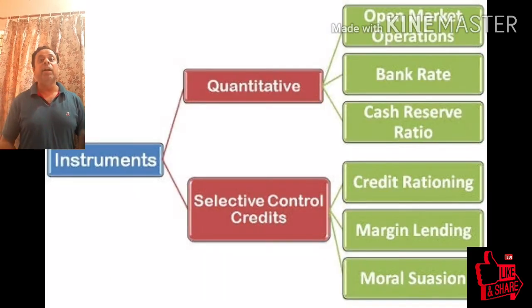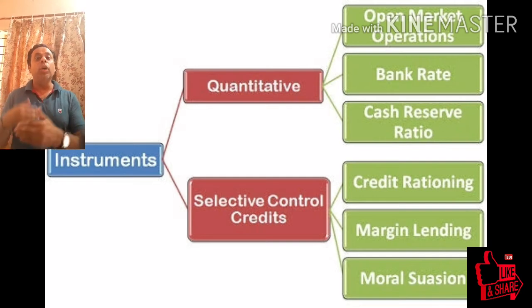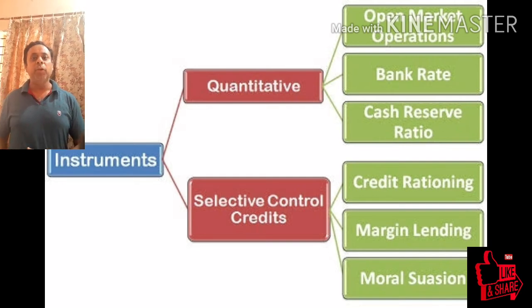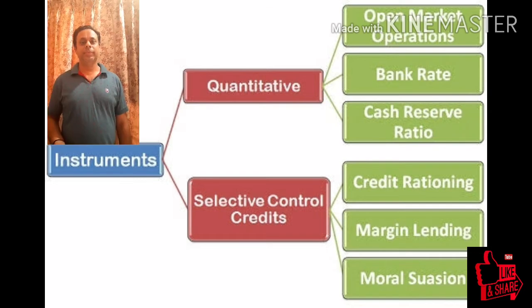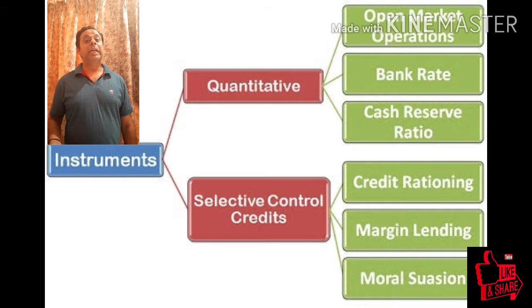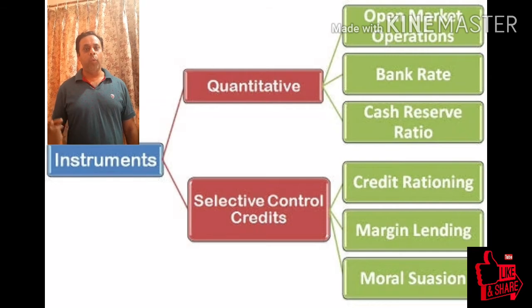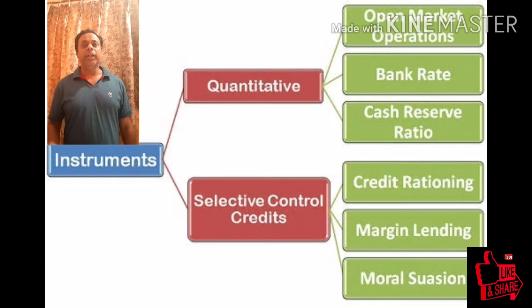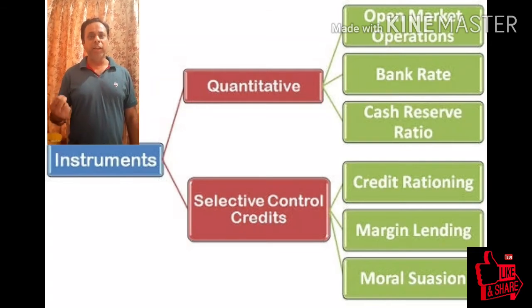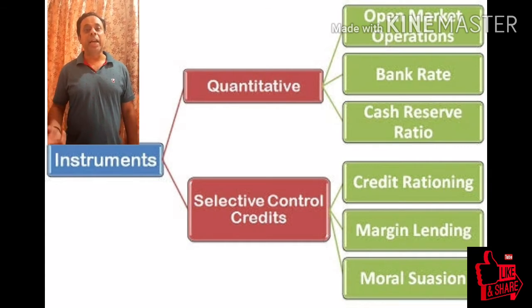द नेक्स्ट फंक्शन इज कंट्रोलर ऑफ क्रेडिट. अब क्रेडिट कंट्रोल दो तरीके से होता है. एक क्वालिटेटिव एस्पेक्ट होता है और एक क्वांटिटेटिव एस्पेक्ट होता है. तो सबसे पहले हम बात करेंगे क्वालिटेटिव एस्पेक्ट की. So we were talking about controller of credit, which is the function of RBI. It has two aspects. One is quantitative and another is selective credit control. So under the quantitative aspect, there are three things. One is open market operations, second is bank rate, and third is cash reserve ratio.